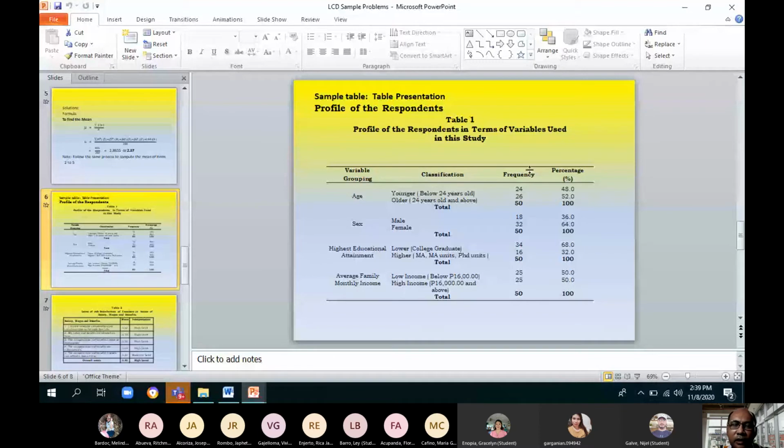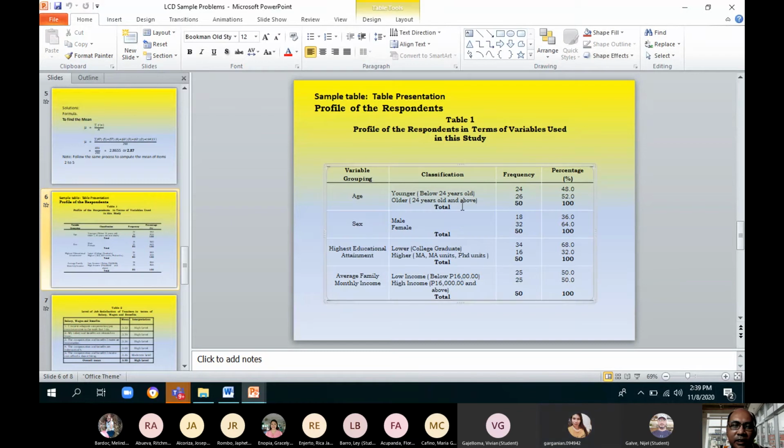Then, frequency. You count how many of your respondents belong to the younger age, meaning below 24. That means below 24, 23. So that belongs to frequency. Then, percentage.